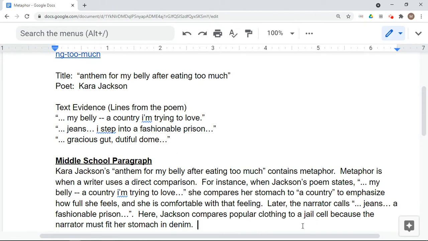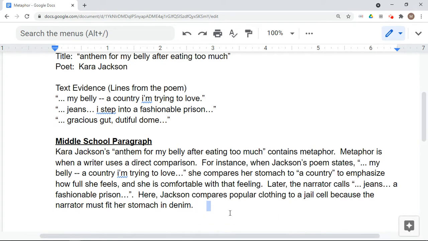Then we have "gracious gut, dutiful dome." I actually think I'm going to save this for my high school version, and I may change my mind later. That's allowed as a writer. You have power, you have choice. And I'm going to begin to wrap it up because I feel like that is sufficient for a middle school level.